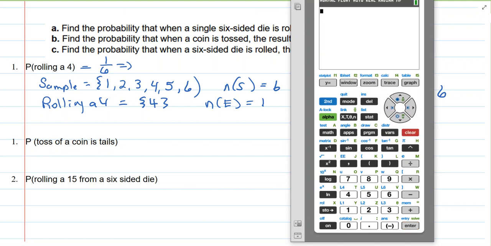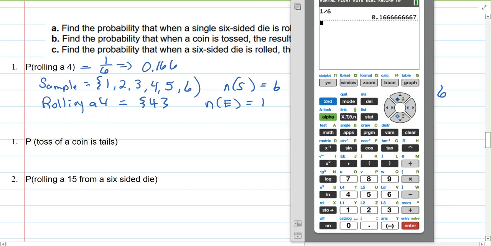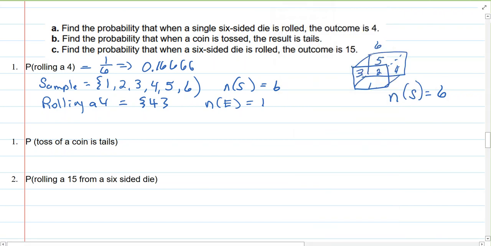So I'm going to clear my home screen because I got so much stuff on there. And I'm going to do 1 divided by 6, and I get this number, a repetition of 6. And so we're going to give it a 3 decimal rounding. So we have an answer of 0.167. So the probability of rolling a single 6-sided die, and the outcome is 4, is 0.167.